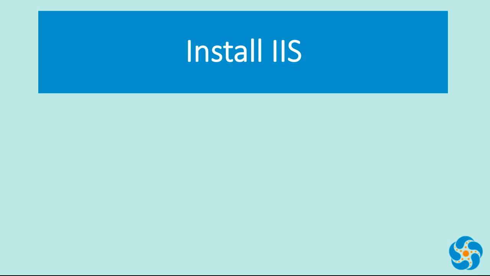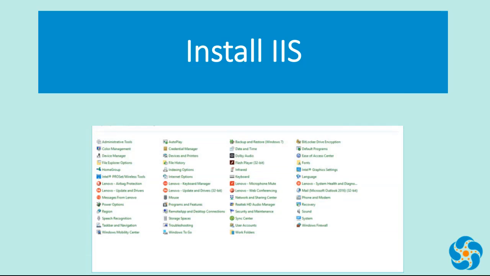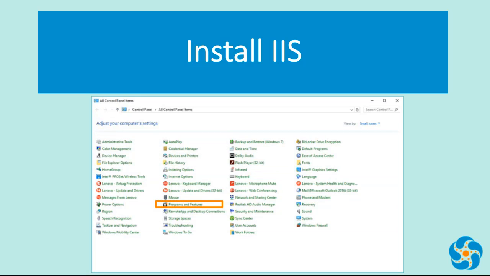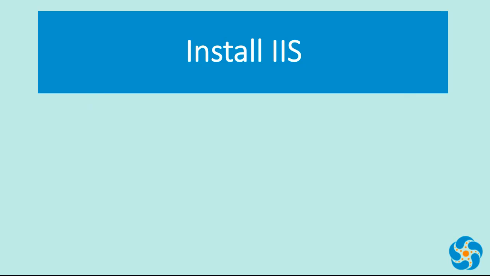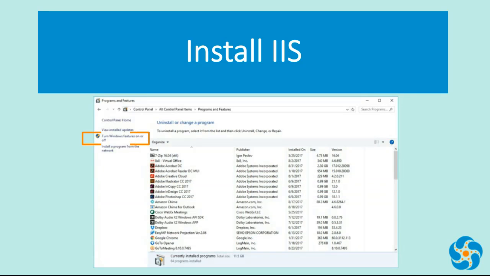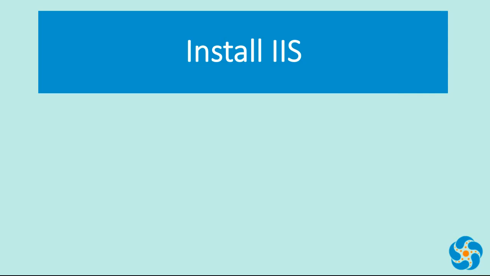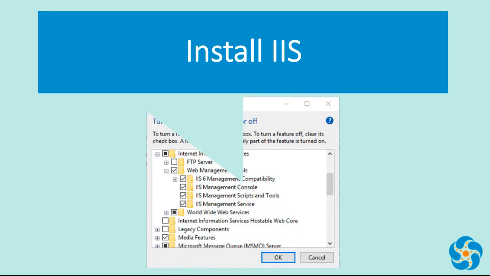Open the Control Panel and select Programs and Features. Then select Turn Windows Features on or off. Scroll down until you find the Internet Information Services and check it. Then check the plus sign next to it to open it up and make sure that both the IIS 6 Management Compatibility and the IIS Management Console are checked.